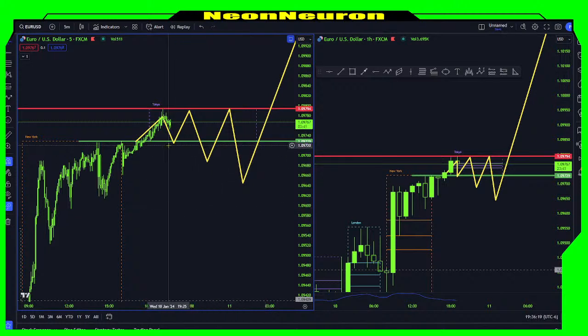So I can expect price to come here, price to come here, and price to come here. Let's mark those just so we can get a better idea. So we have the green line, which is our initial support, which is the high of New York, and then we have a resistance, which is the high of Tokyo, the current high of Tokyo. This can go higher and it could go lower, but we are initially expecting price to continue upwards.